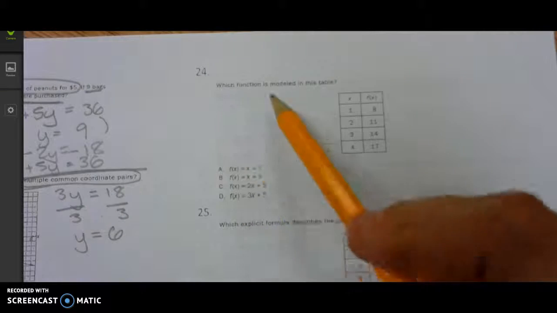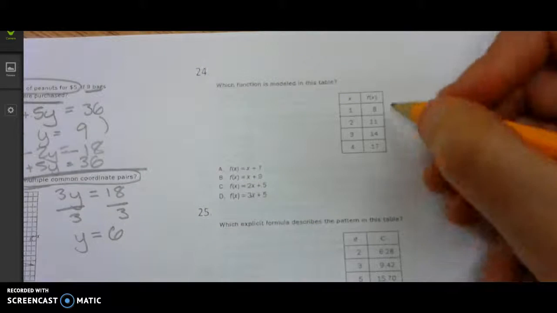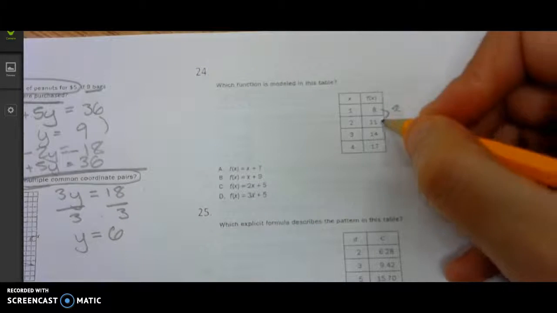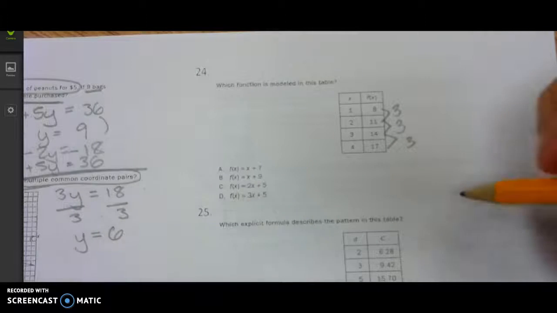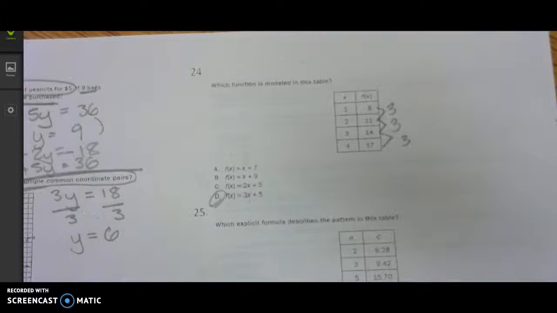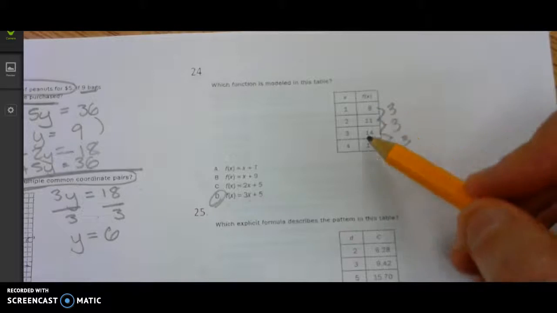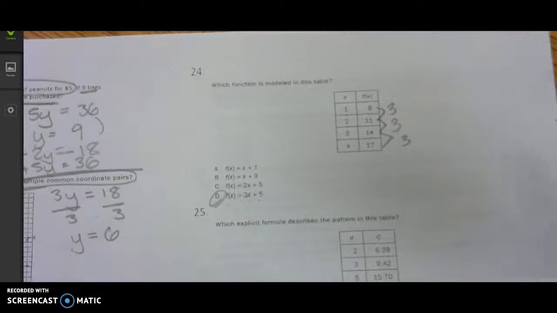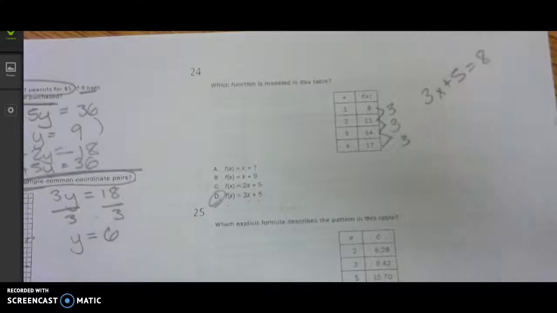24 says, which function is modeled on this table? All of these are linear. Let's go ahead and check. What are we adding by? Plus 3, plus 3, plus 3. I now have to be multiplying by 3 on the outside. The only one that has that is D. And then I could also see what do I have to add to this to get it, and that would be 5. So 3 times x plus 5 is going to equal 8, right?